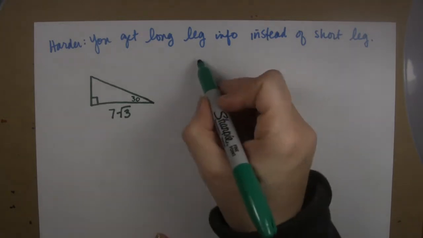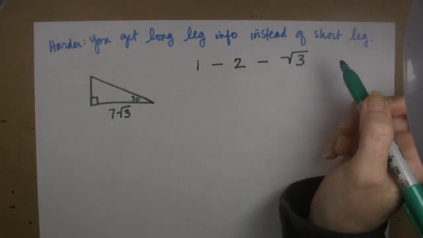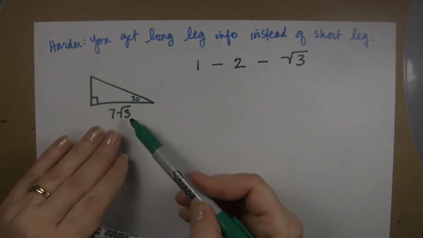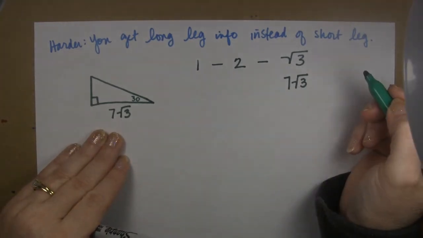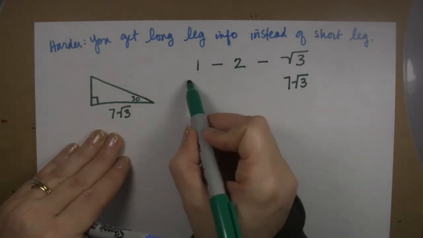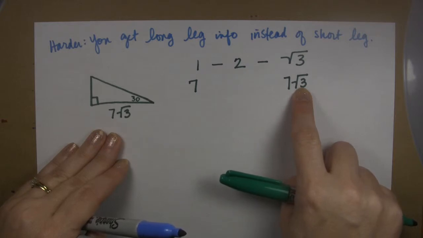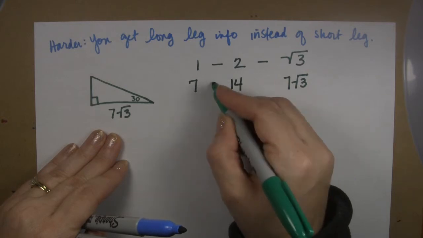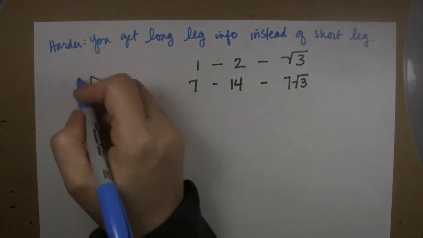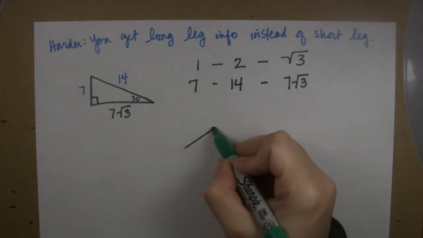Well, again, we know that we want 1 to 2 to radical 3. This time we know our radical 3 side, so we know 7 radical 3. That means that we can easily figure out our one side, which is going to be 7. I'm just going to take this number and I'm going to plop off the radical 3. And then our 2 side is going to be 7 times 2, which is 14. So these numbers would be 7 and 14. That's great. All right, let's do one more.